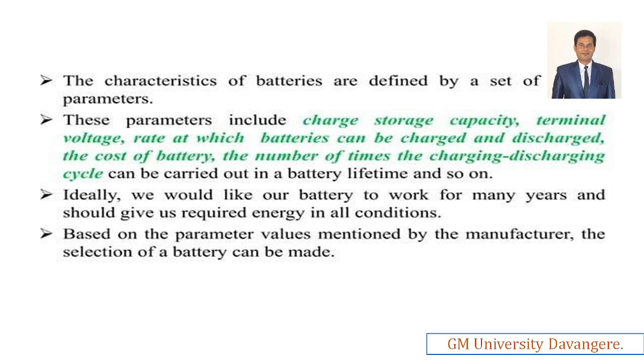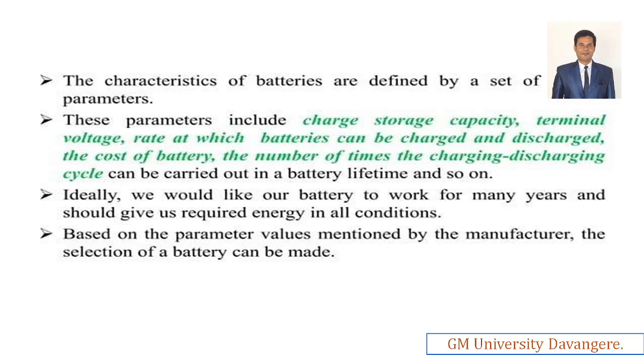Right. So parameters include the charge storage, right? How much energy it is going to store, its capacity, and the terminal voltage when no load is connected, with respect to the internal resistance of the batteries, and also the rate at which the batteries can be charged and discharged. The cost, how cost effective the batteries would be, and the number of times of charging and discharging, the life cycle. The life cycle depends upon how much it will charge and how much it will discharge. These are the various parameters we have to discuss in today's class.